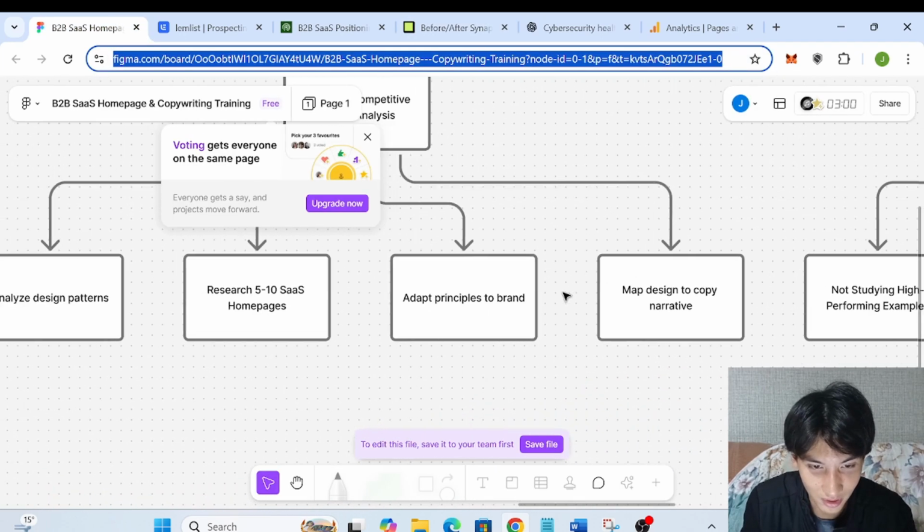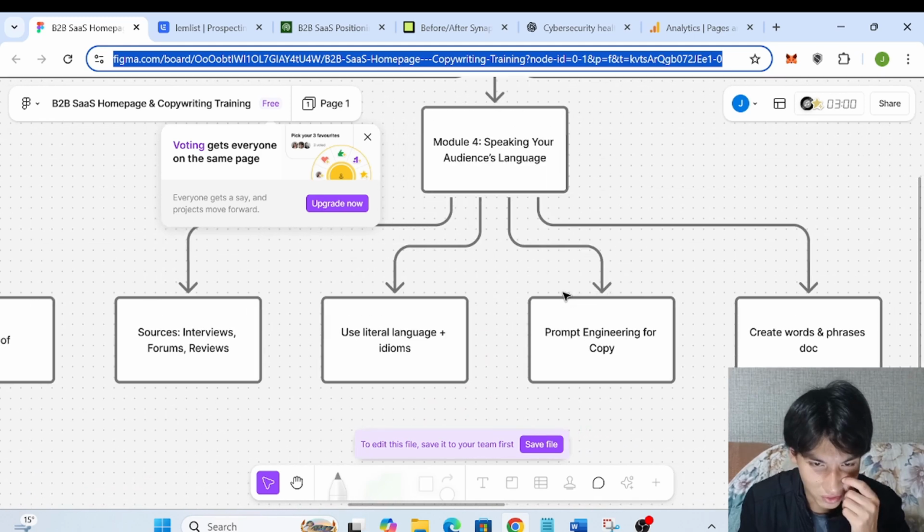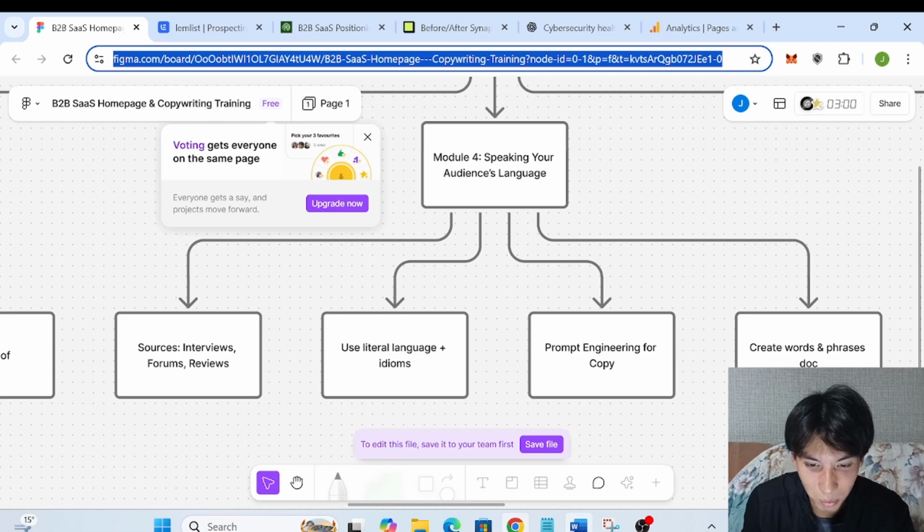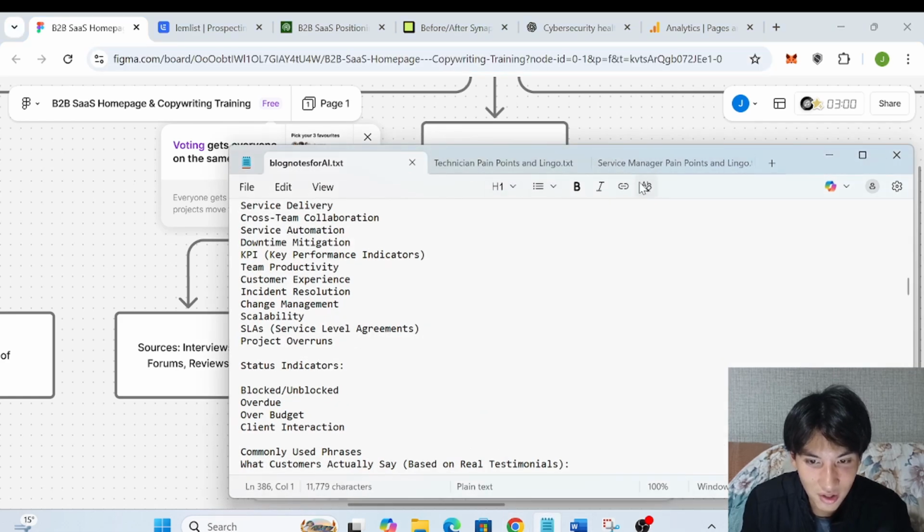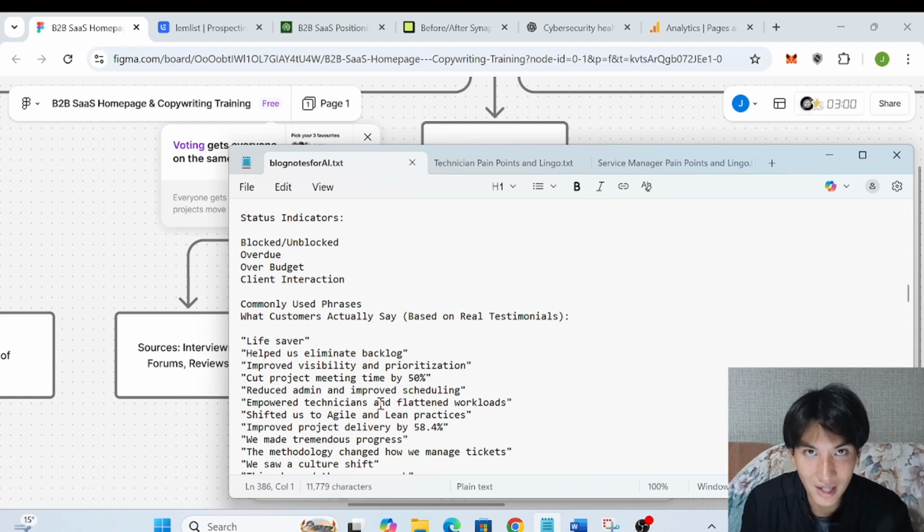So right here, speaking your audience's language. Now, what this means is knowing the individual pain points of all the individuals or roles that use your product. So for example, I created these lists, while also knowing the exact idioms and phrases that individuals use. So right here, I created a list of commonly used words and phrases to use and not to use for the company that I work for. And in addition to that, I also have a pain point and lingo list.